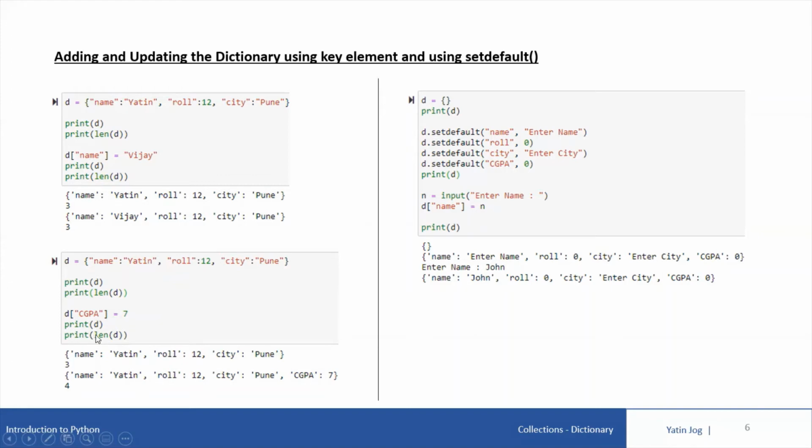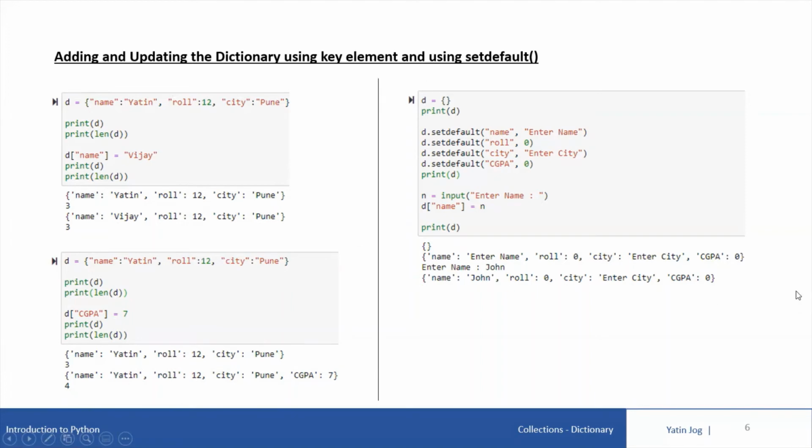Now if I say print D and length D, it will print the new dictionary with the addition of the CGPA to 7 mapping. And now we have 4 elements, 4 keys in our dictionary: name, role, city, and CGPA. So the length is updated to 4. So this is how you can add a key value pair into the existing dictionary. So we have discussed 2 codes: how to update the existing key and how to add a new key value pair in the existing dictionary.